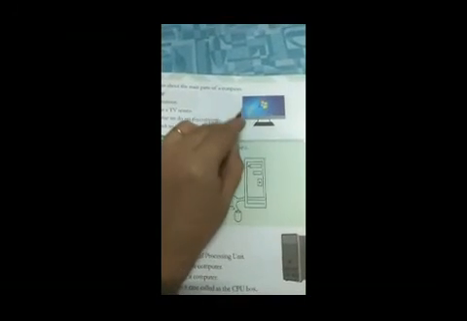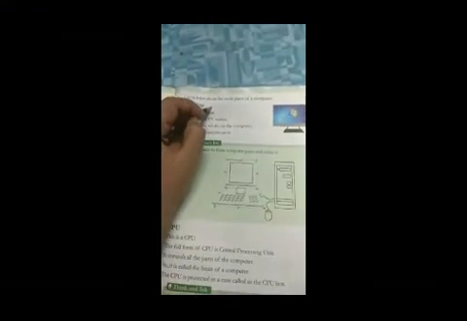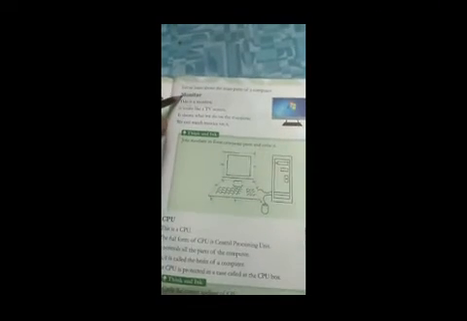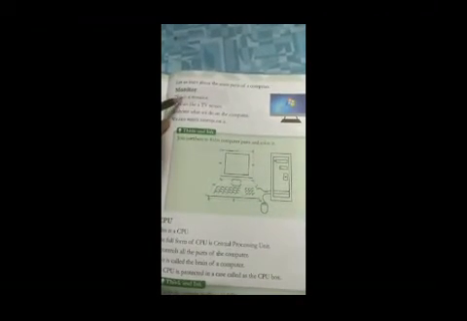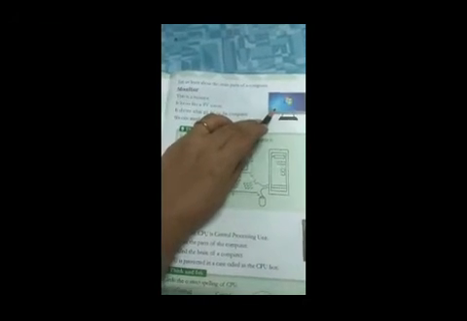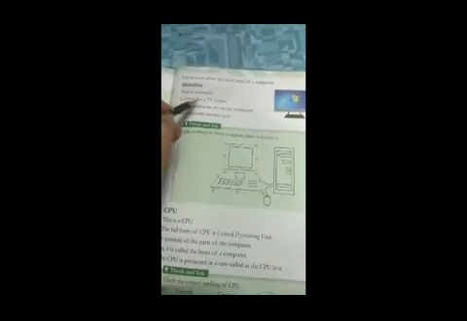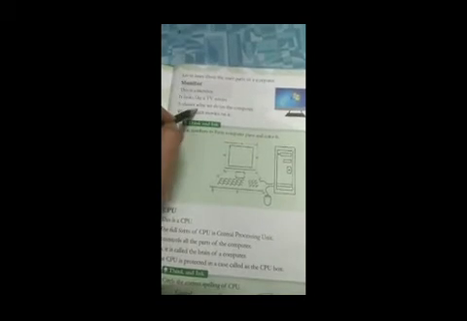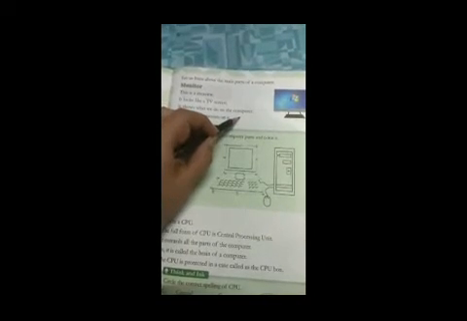Now my dear students, look over here. This is a picture of a monitor. It looks like your TV screen. Let us learn about the main parts of a computer. Now the first and the foremost part is the monitor. This is a monitor. You all can see over here. It looks like a TV screen. It shows what we do on the computer.